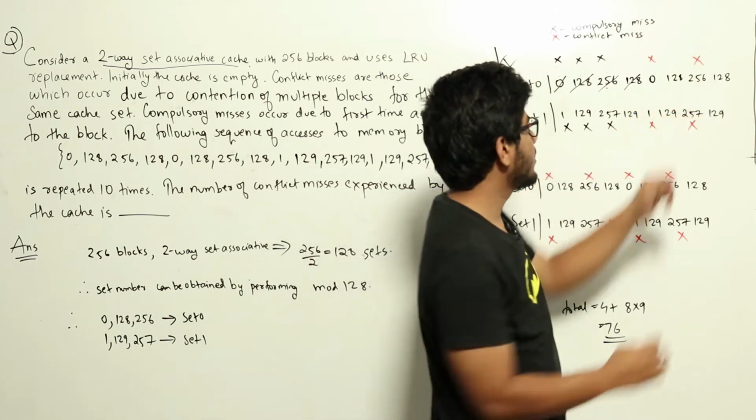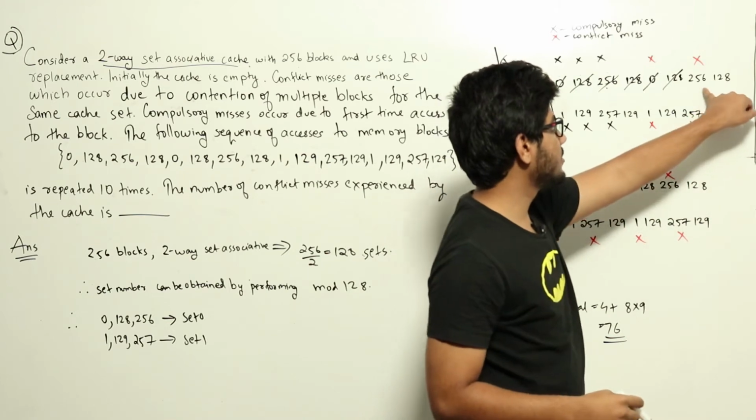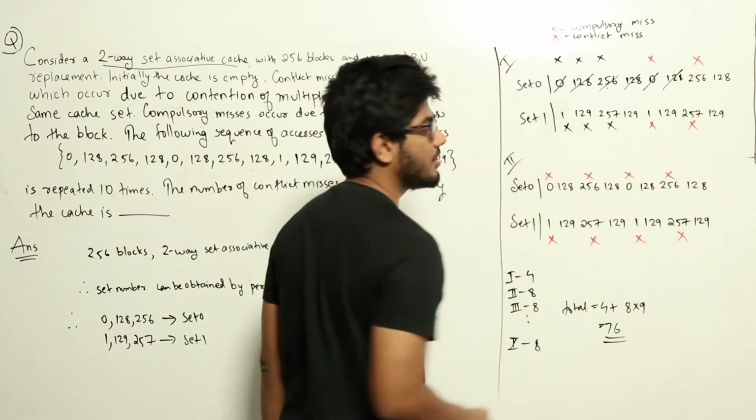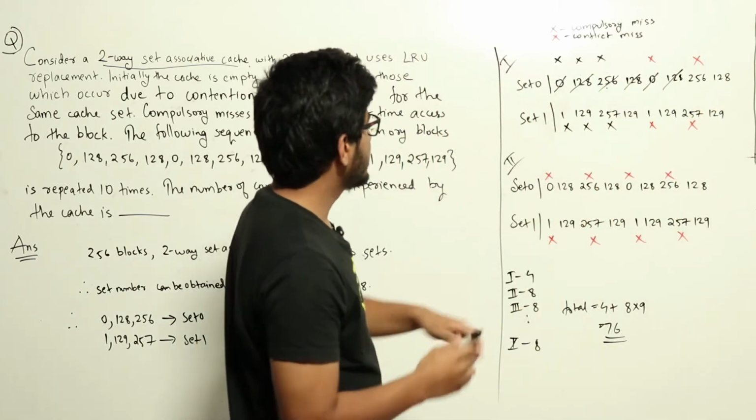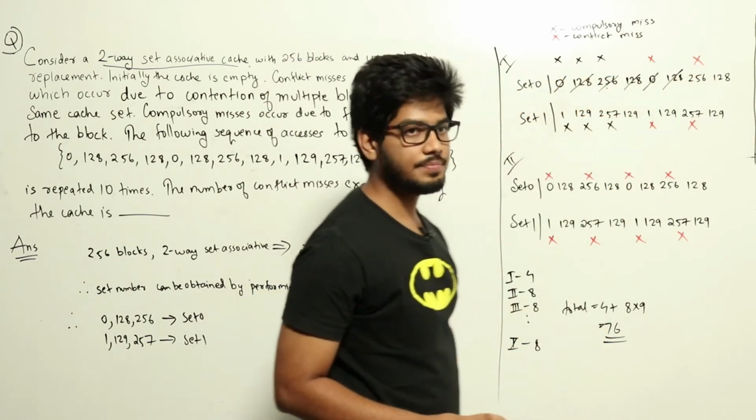After that it's accessing 128. So 128 will come here. It is the last access. So that's not a miss. 128 was already there in the cache. So these 8 accesses caused 2 conflict misses here.